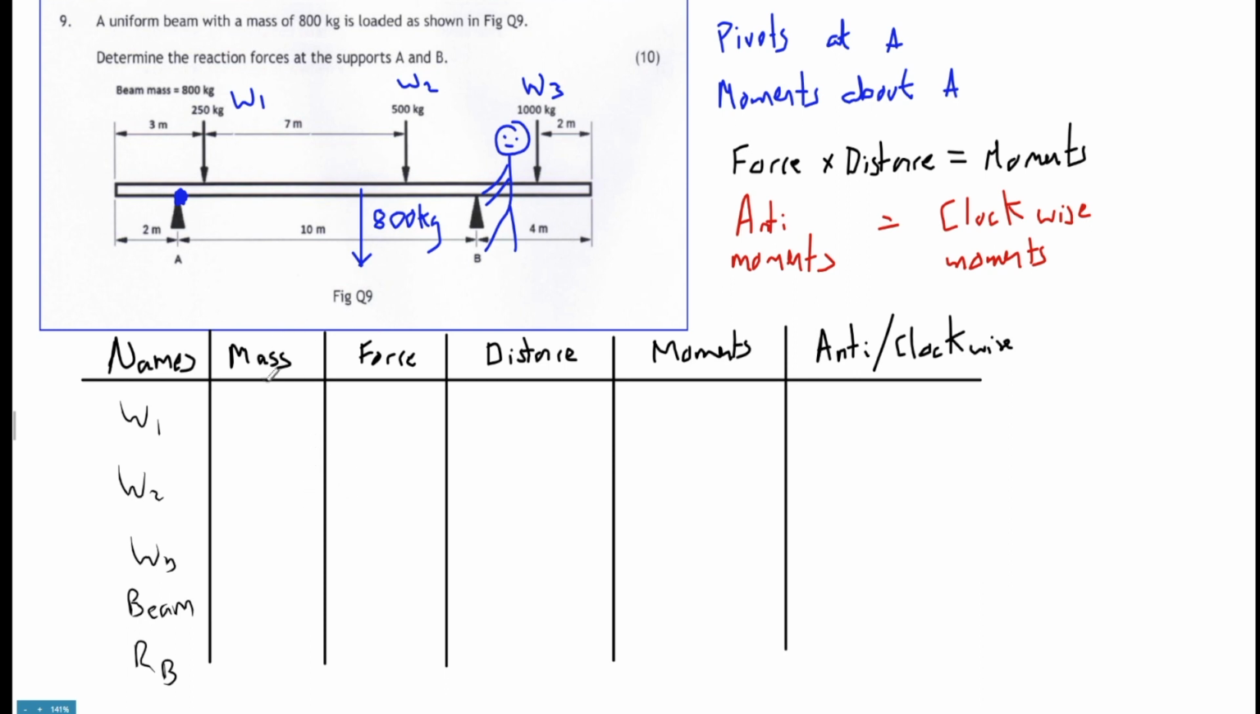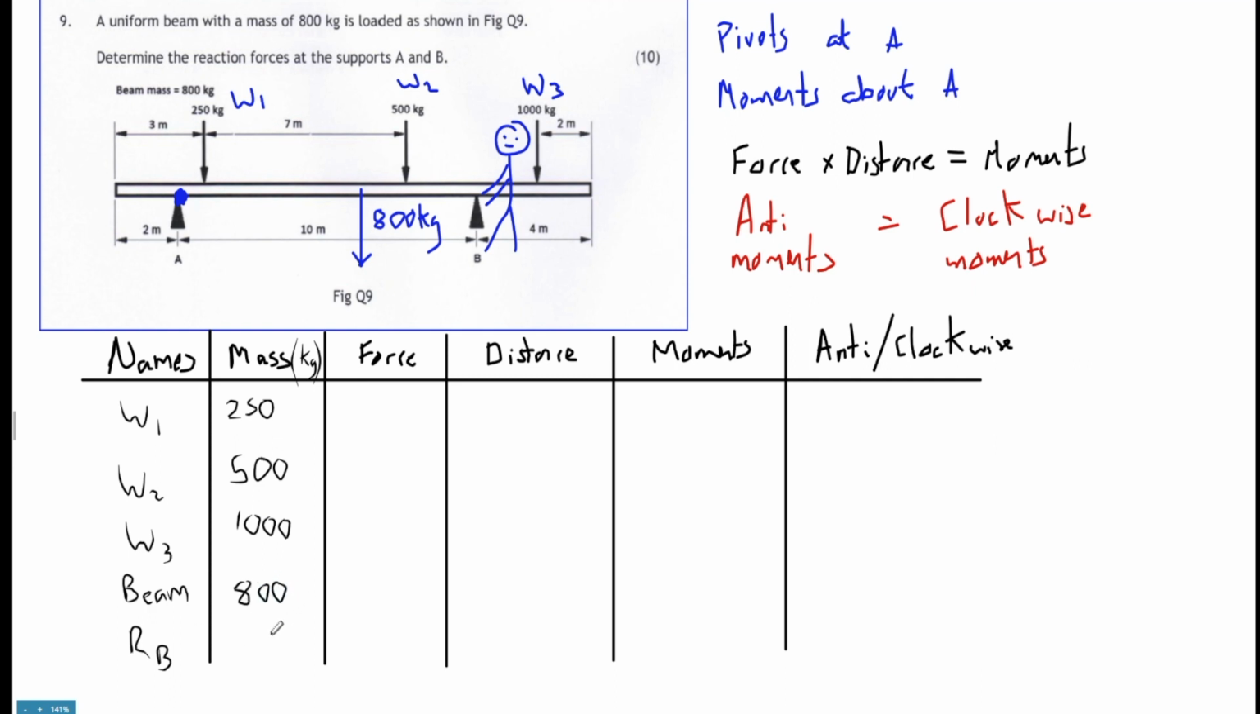Then we're going to say the mass. What's the mass of this? It's 250 kilograms. We can do this whole thing in tons, or we can do it in kilograms. It really depends on the question. This one is in kilograms, so I'm going to do everything in kilograms. 250, 500 kilograms, weight 3. Let's scoot up a bit so you can see clearer. Weight 3 is 1,000 kilograms. And then the beam is 800 kilograms.